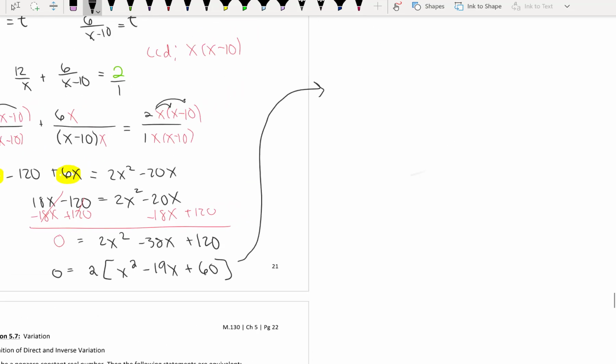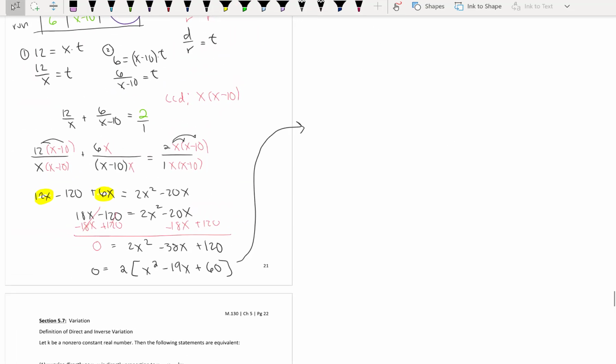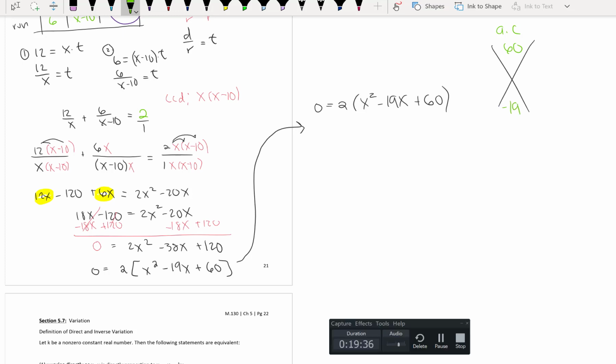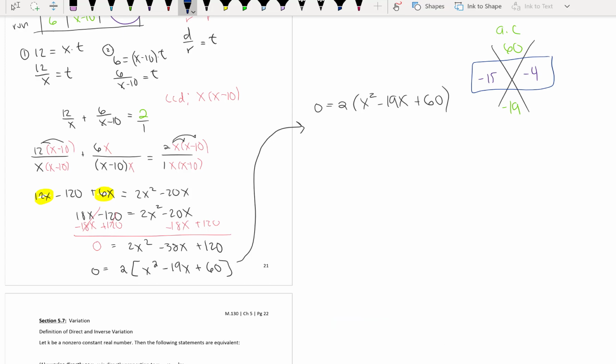So now I need to factor. So I have that 0 is equal to 2, x squared minus 19x plus 60. If you guys like doing the AC method, that is fine. It's really up to you at this point. I need two numbers that multiply to 60 and add up to negative 19. I found two numbers that multiply to 60, negative 15 and negative 4, and add up to negative 19.